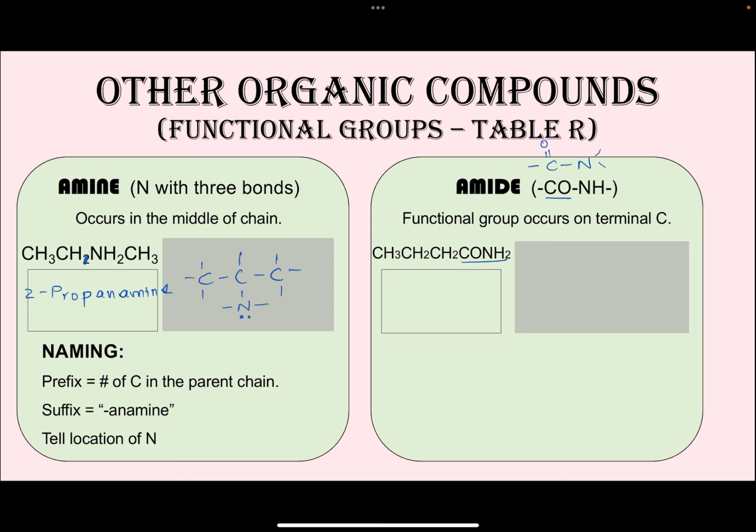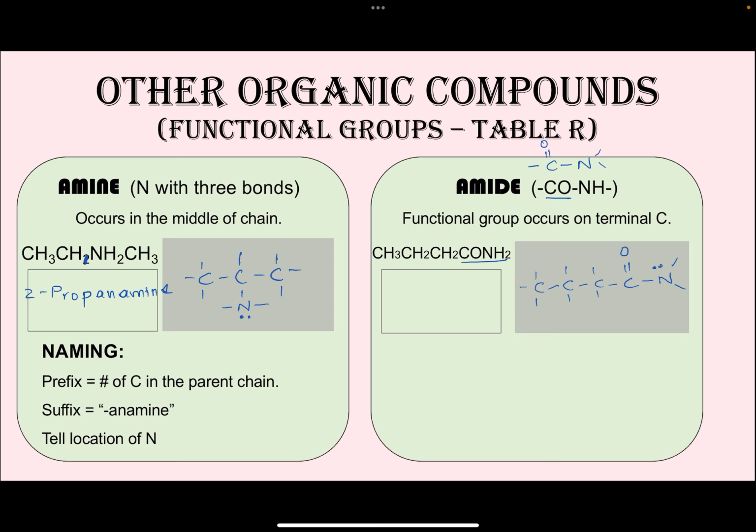So let's draw the functional group first. So carbon double bonded to oxygen, and then it's connected to NH2. Don't forget the lone pair on your nitrogen. And then next to this carbon we have CH2, CH2, and then CH3.